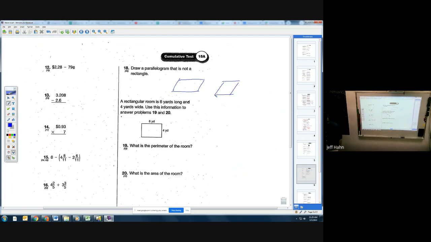Number 19 is, are we on 19? 19 is 20 yards. And 20 is 24 square yards. Don't pass them back yet.